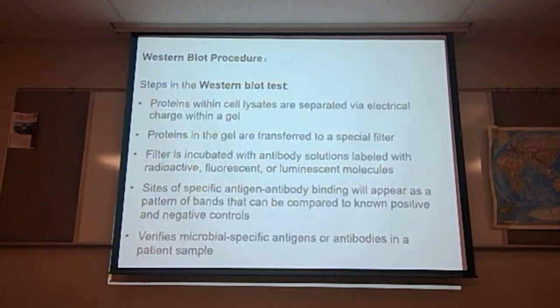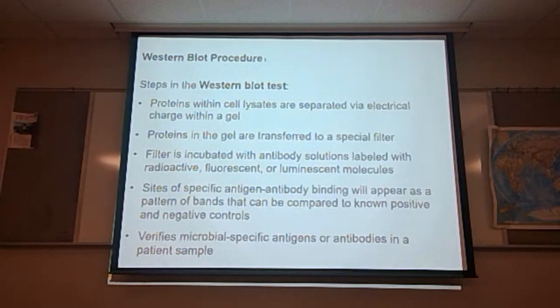The Western blot technique or Western blot procedure is a test done as a second or a verification test in some tests, for instance, like the HIV/AIDS test. We will perform an ELISA first, and then if the ELISA is positive, we will then move on to the Western blot.